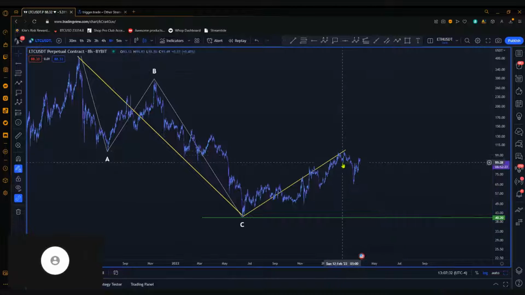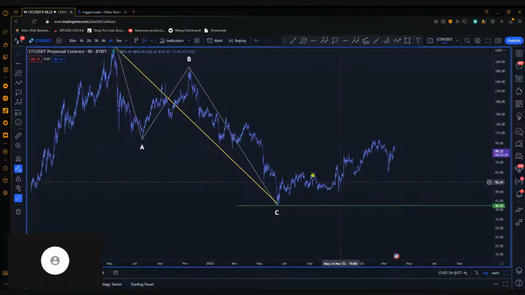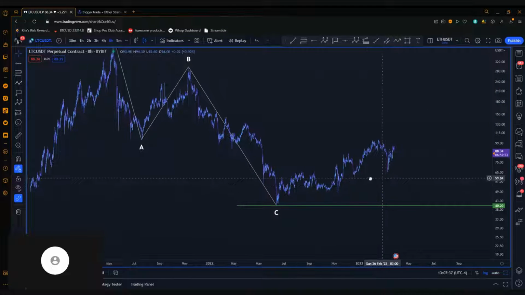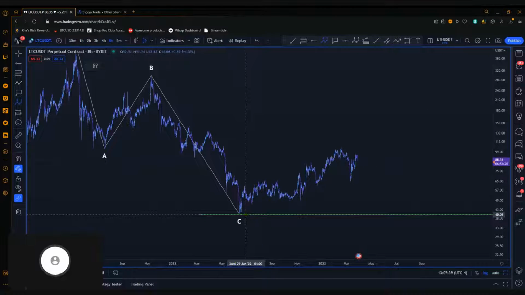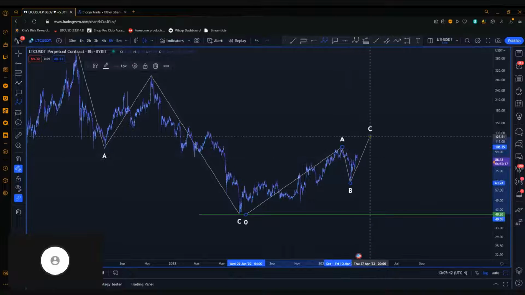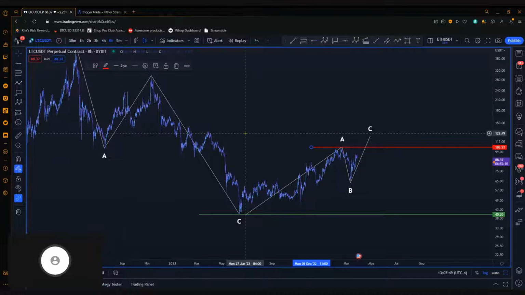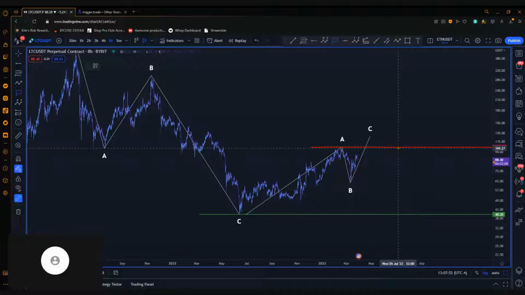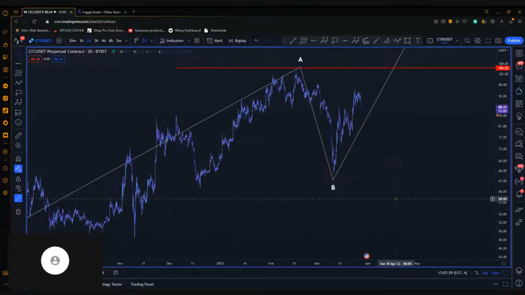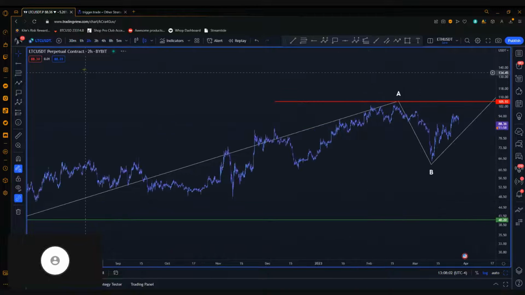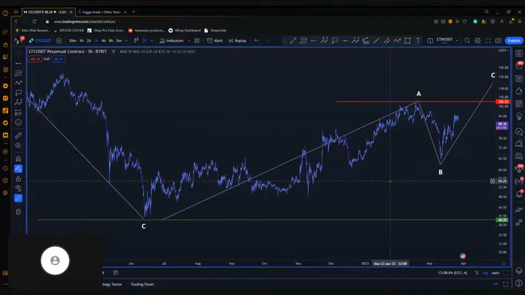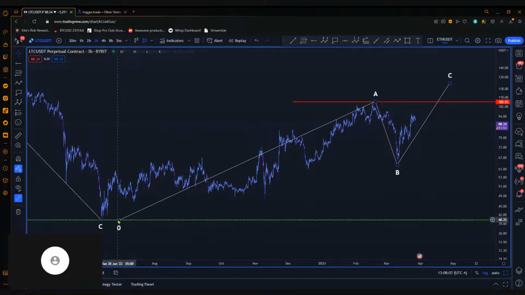Other possibility is that maybe we're potentially putting in some sort of larger A to a B to a C. Maybe we have to come in, put in one more high, and then possibly look for a larger potential reversal or at least a larger pullback. So I will go ahead and mark that out. All right. Let's see. I want to be able to get the entire trend in. There we go.